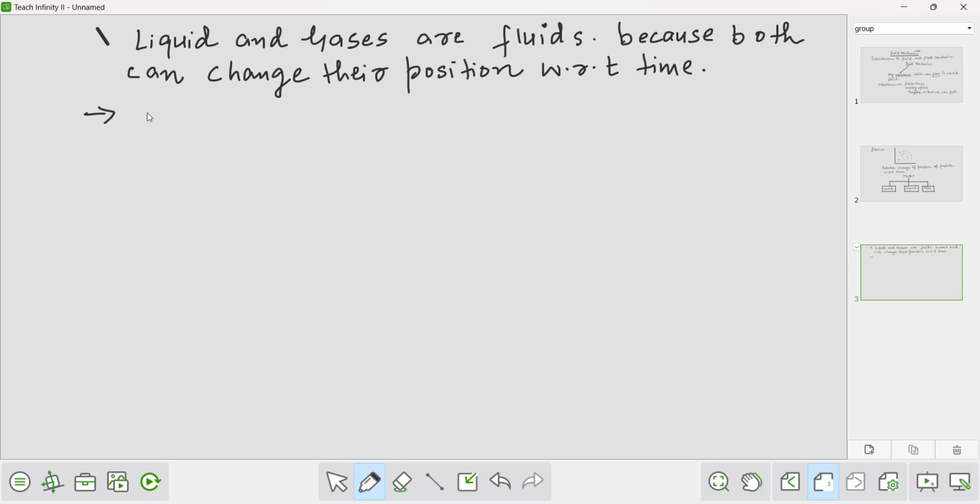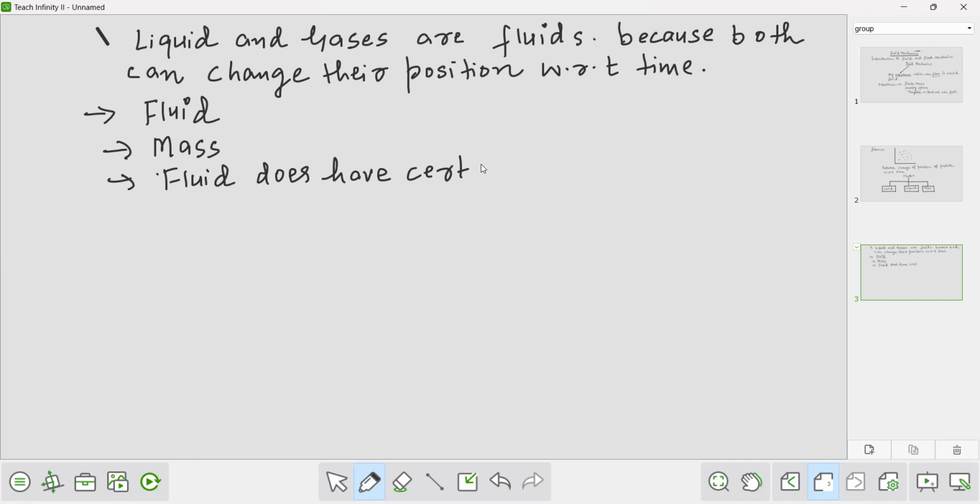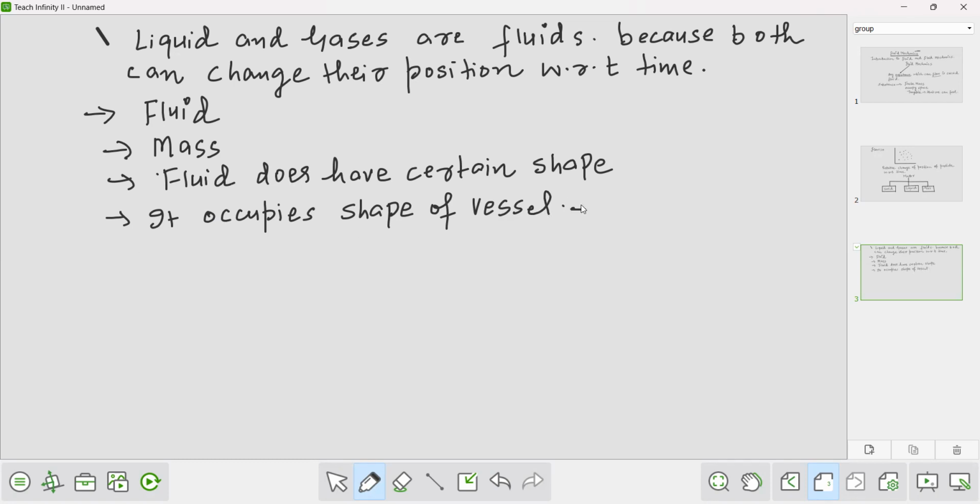Now fluid has some properties, like fluid has mass, fluid does have certain shape and it occupies the shape of the vessel, which can flow under its own weight.